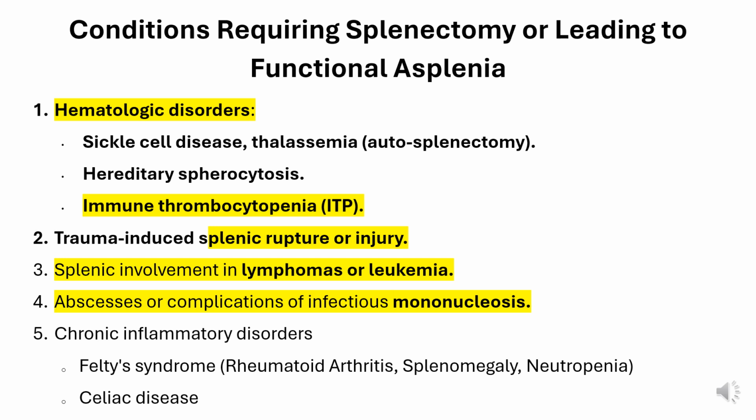Functional asplenia occurs when the spleen is present but not functional, commonly seen in conditions like sickle cell disease, thalassemia, or celiac disease. Risks are similar to those of surgical asplenia. Understanding autosplenectomy and asplenic risks ensures proactive management to mitigate potential life-threatening complications.